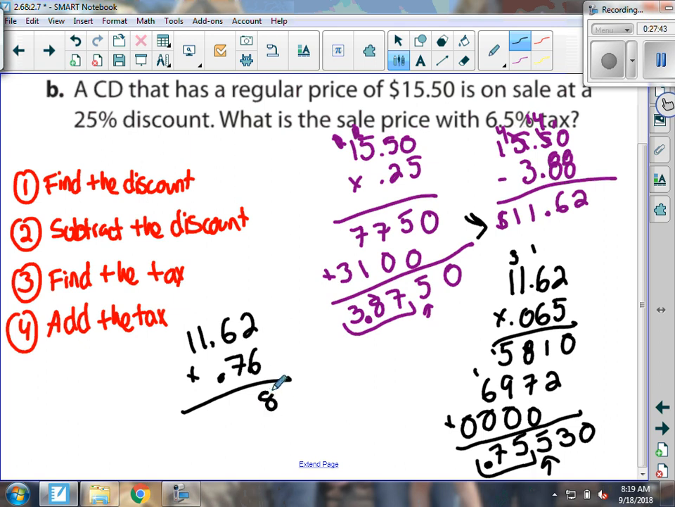6 plus 2 is 8. 6 plus 7 is 13. Bring down my decimal. 1 plus 1 is 2. And bring down my 1. So this is what you should get for your answer.